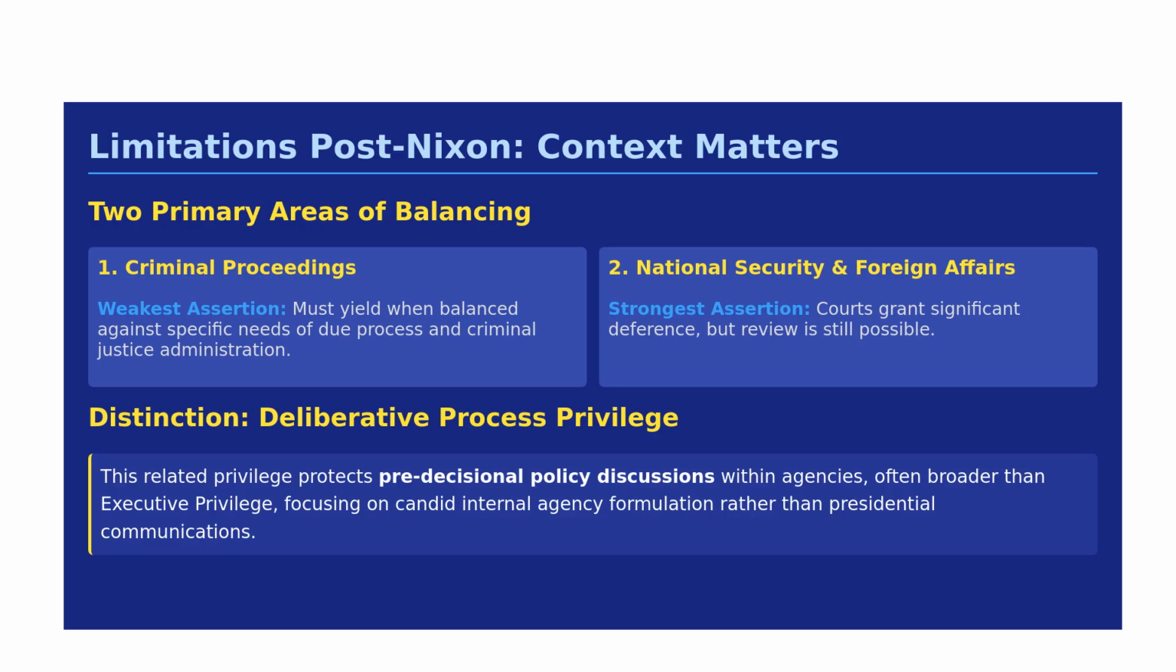First, as established, the privilege is weakest when weighed against the needs of criminal proceedings, where the judiciary demands evidence for due process. Second, the privilege is strongest when asserted in matters of national security and foreign affairs. Even here, however, the privilege is not absolute. Courts will review the claim, though they grant significant deference to the executive branch in these sensitive areas.